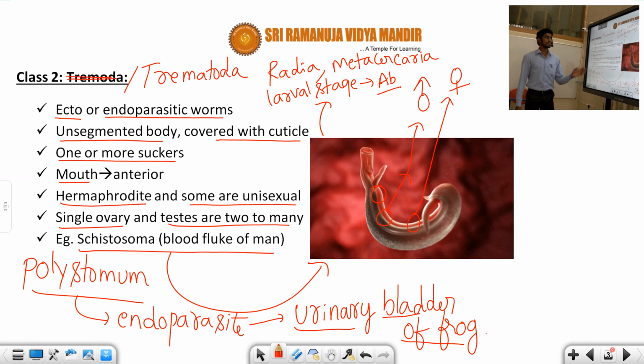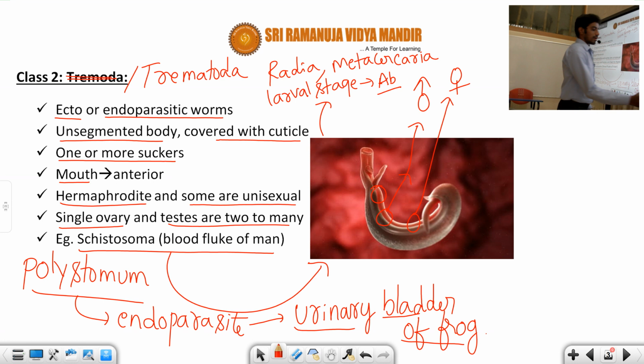Schistosoma is actually known as the blood fluke of man. Generally this Schistosoma shows the typical life cycle. Here the redia and the metacercaria larval stages are absent in this case. Okay, so this is the information about class 2 Trematoda. Fine. So the next class of Platyhelminthes is Cestoda.